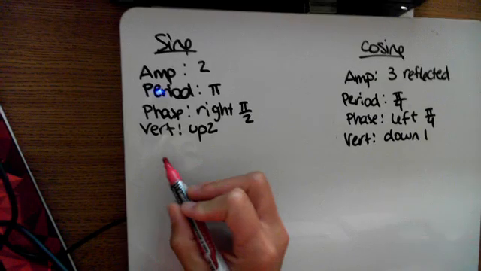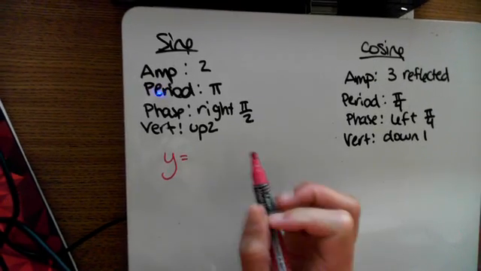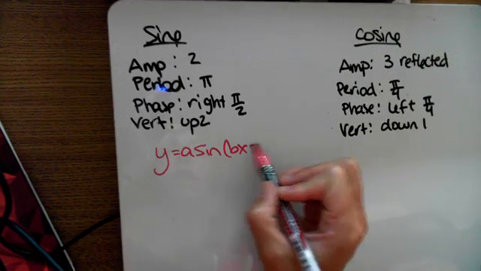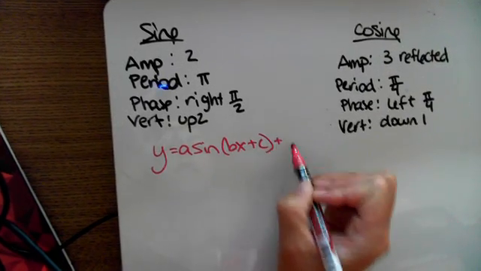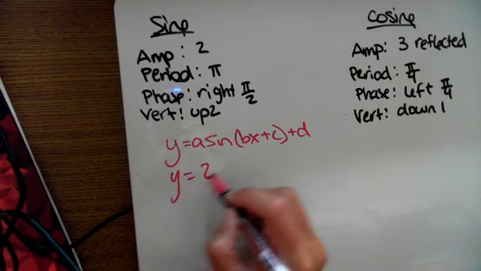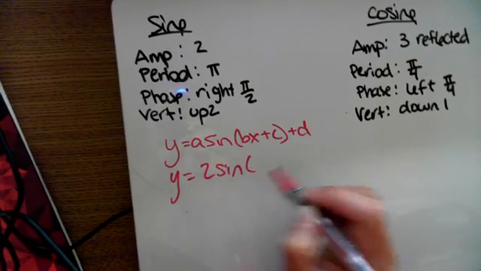So I'm going to start with my format. We know it's going to be y, or f of x, is a sine of bx plus or minus c plus or minus d. So I'm just going to fill in what I know. I know my amplitude is 2. I know it has to be a sine graph.